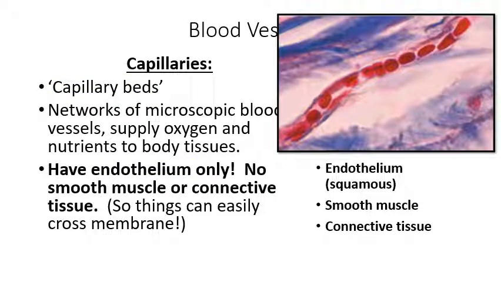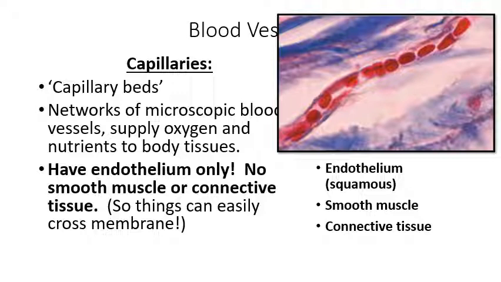Okay, here is a light microscope image of a capillary. You can see how thin it is. Those red things inside it are erythrocytes, or red blood cells. And you can see that the capillary is just wide enough to let the red blood cells flow through it in single file, in a single line.